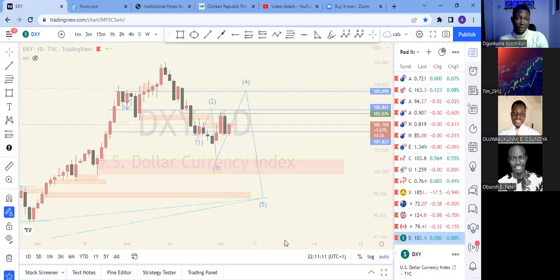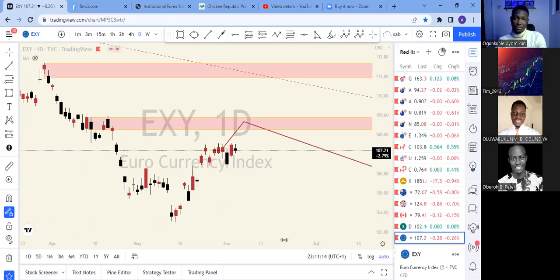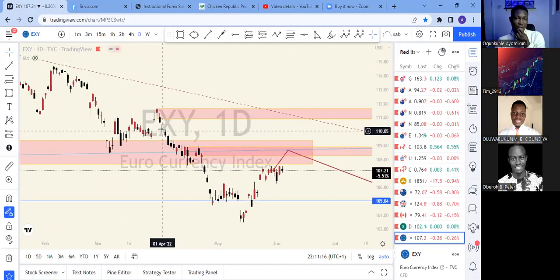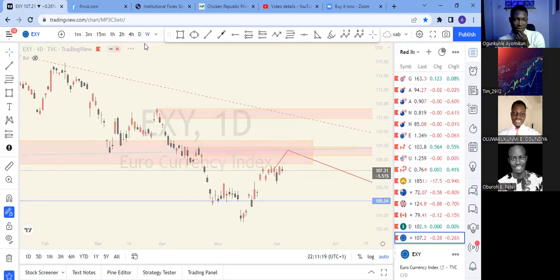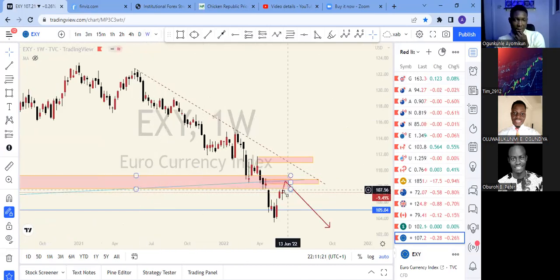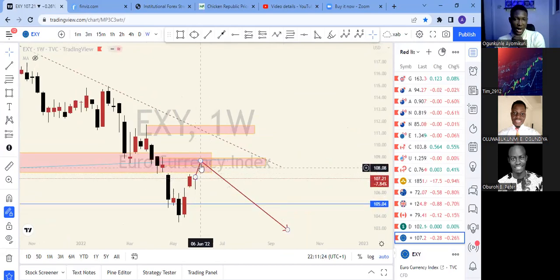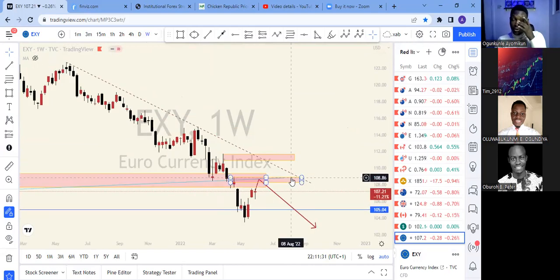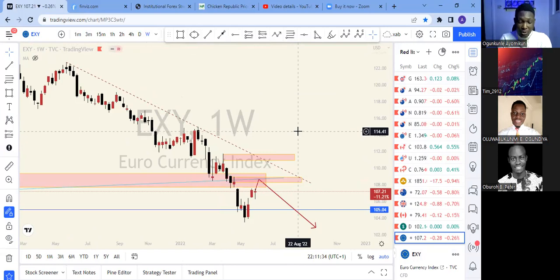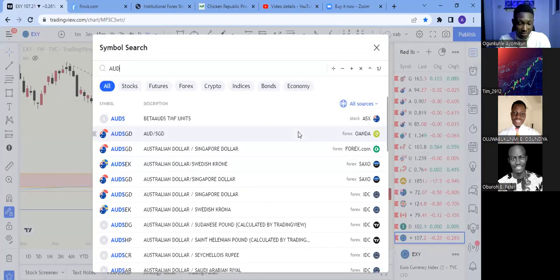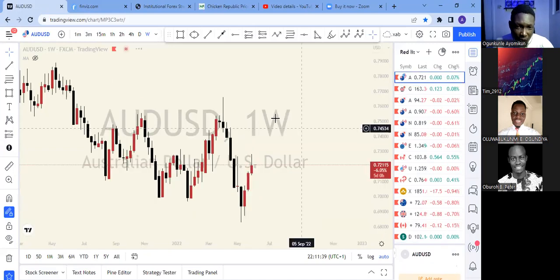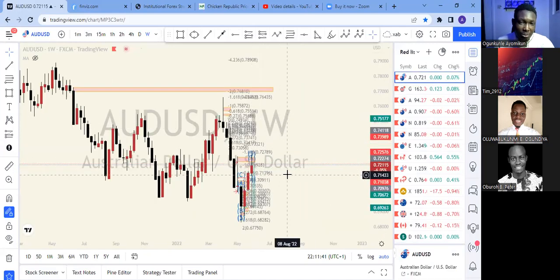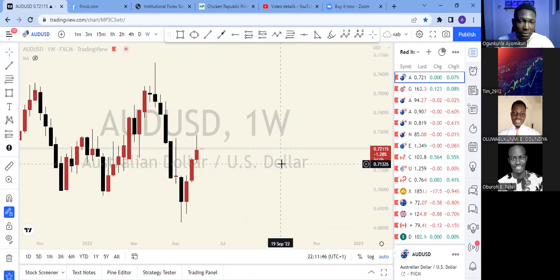Let's see EXY, which is for the Euro index. Currently at the Euro index, we can see that price is at another resistance. We could see price go higher a little bit for a couple of days before we see a major drop on the euro. So what that means is that on pairs like AUD USD, we should be looking at bearish movements.